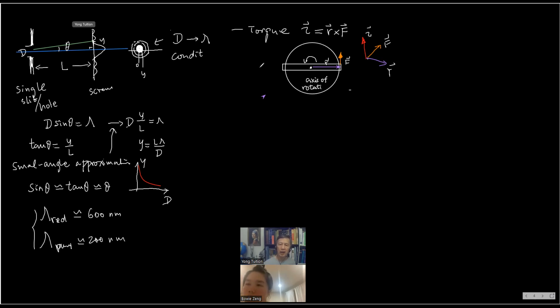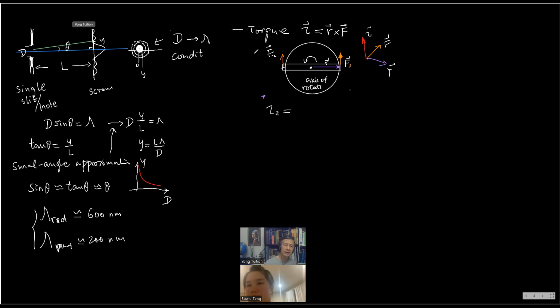Now, if you have another force here on the other side, can you see? So this is F1, and this is F2. Can you work out the torque from force 2? Force up, so torque 2, how about working out torque 2? R is the same in this case. R is going to the right, it goes to the other side, so they change the direction.